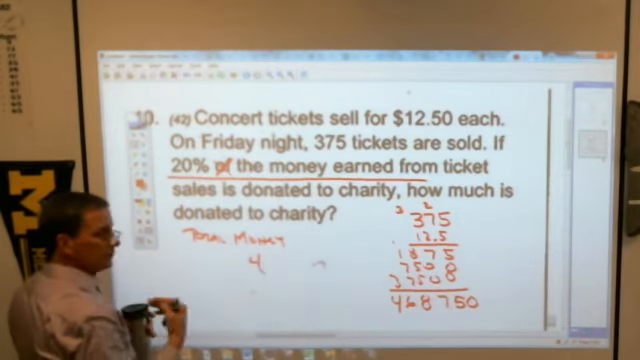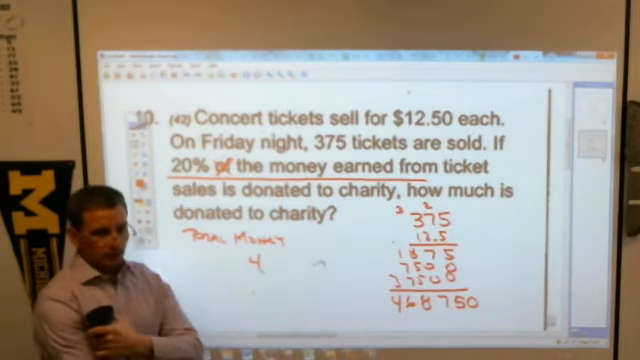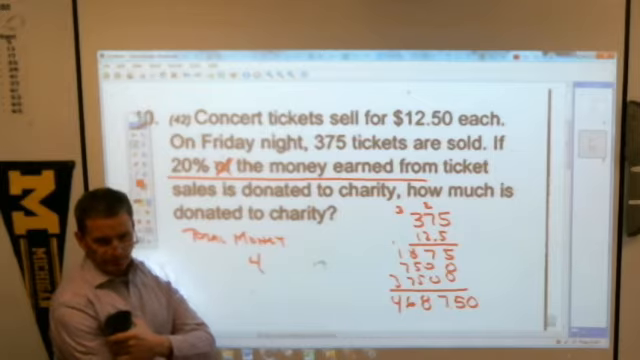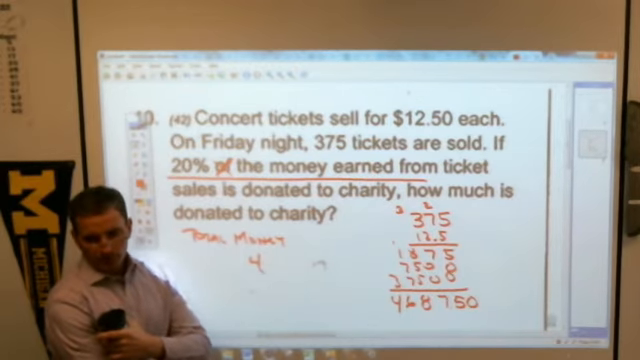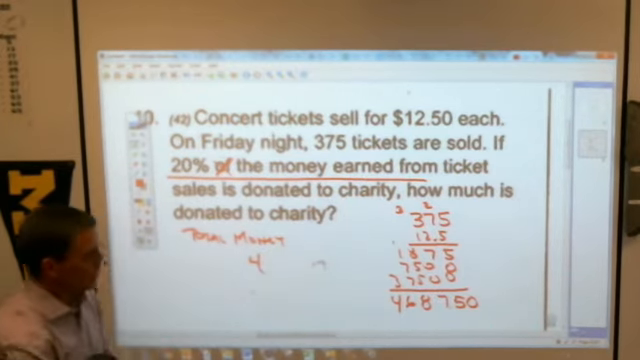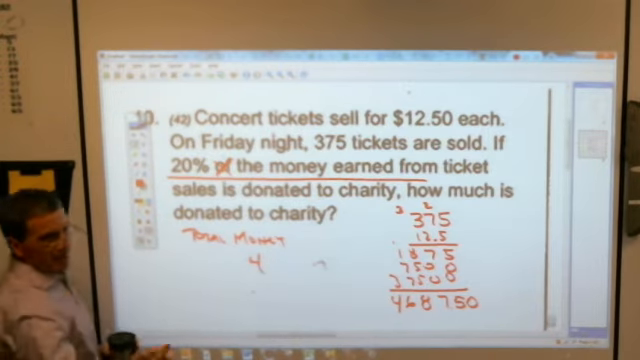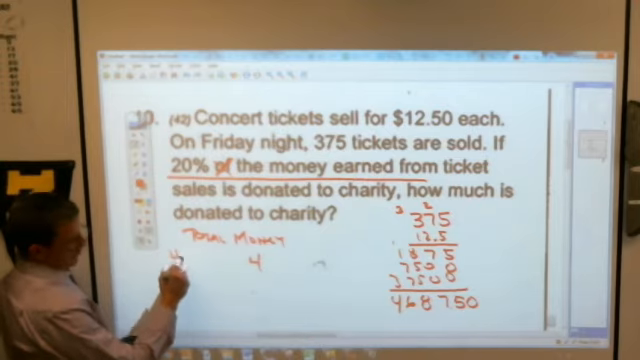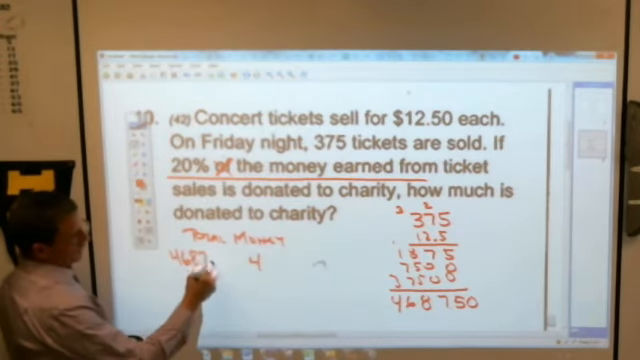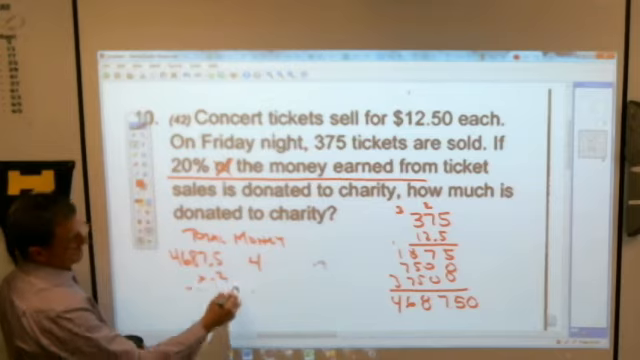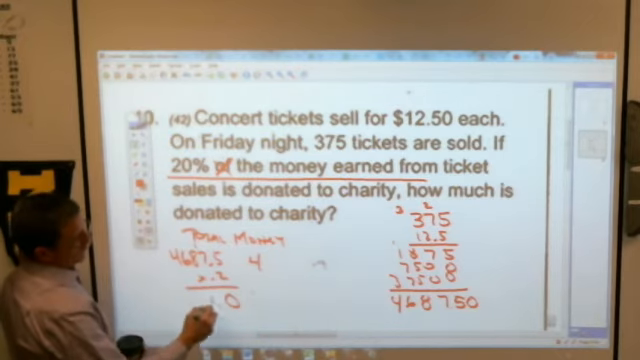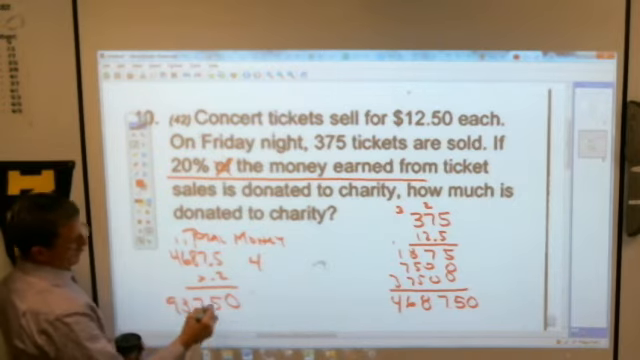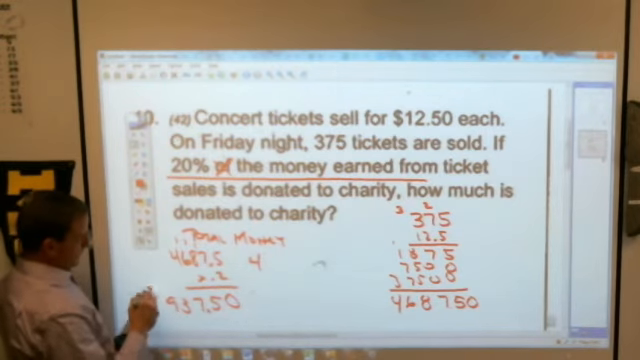By the way, do you realize that finding 20% of something is actually the same as dividing by 5? Yes. Because 20% is 1/5, so you can either multiply by 0.2 or divide by 5. Which one would you rather? Oh, look, I think I like multiplication too. 4,687.5 times 0.2 is 937.50.